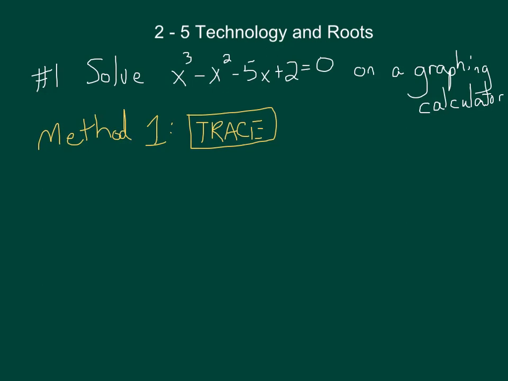Alright, we're going to solve x cubed minus x squared minus 5x plus 2 equals 0. We're going to solve it on a graphing calculator. We're going to find all of its zeros. Now, there should be 3 zeros because it's a cubic function. So the first thing we need to do is pull out our graphing calculator.